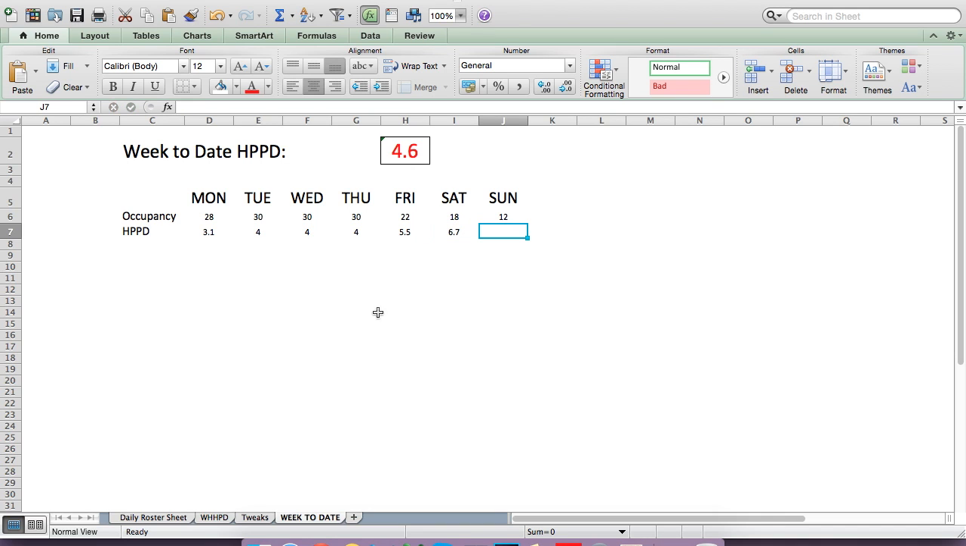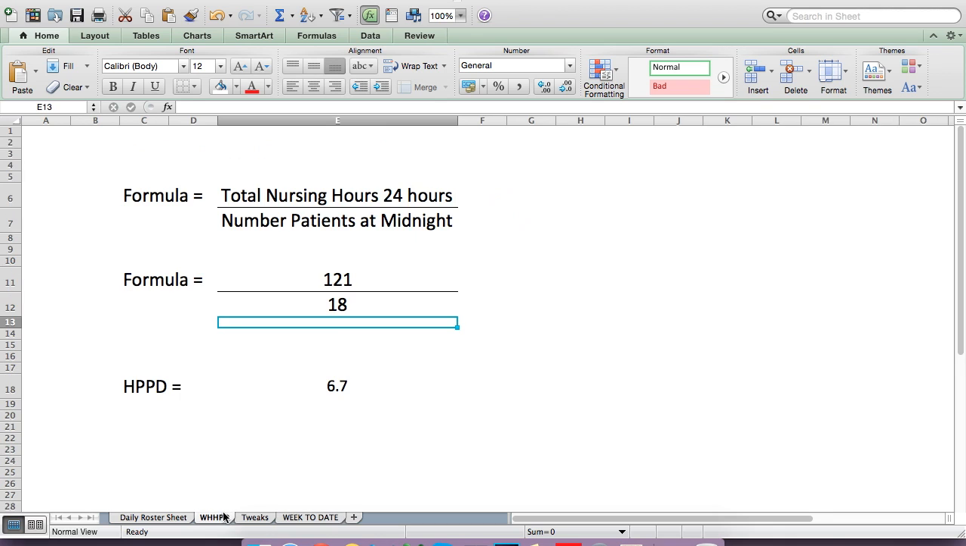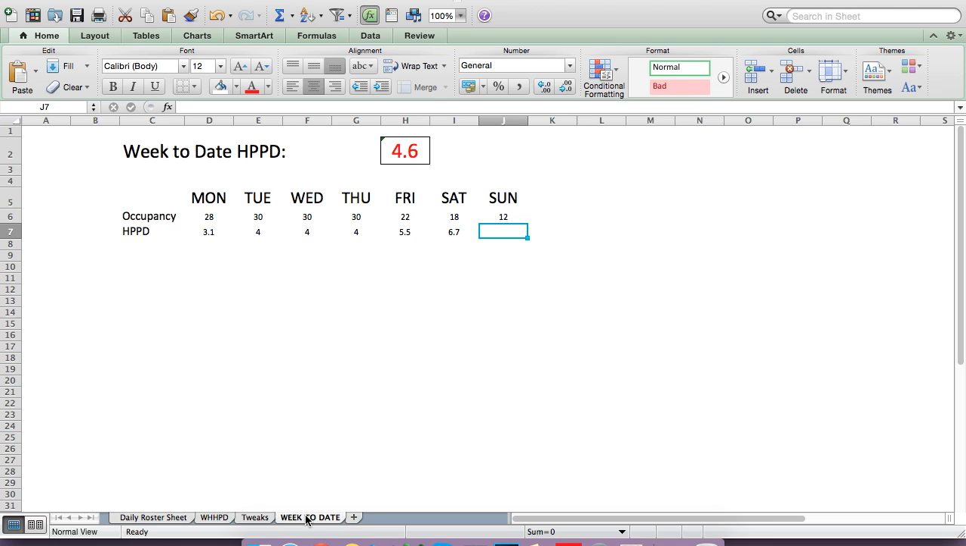6.7. And if you have a look at Sunday, when we think we're going to have 12 patients on average, then your HPPD is going to be 10.1. Now, aside from the fact that you're going to have an assistant director of nursing or a director of nursing screaming bloody murder on Monday when they come and see that number, which is obscene, then you've really blown your hours for the whole week. So let's get rid of that.